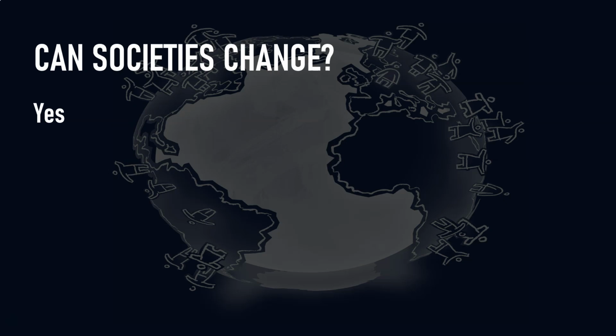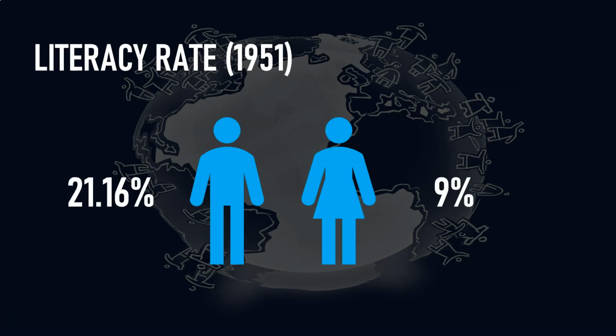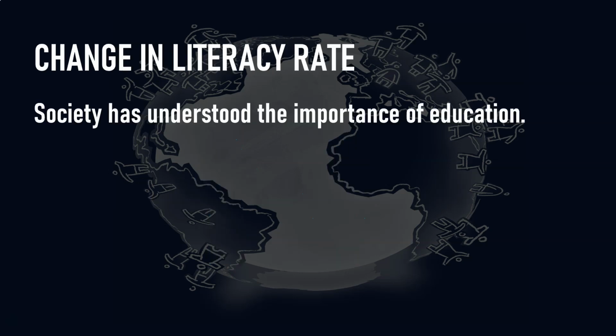Can societies change? Of course. The answer to this is yes. Societies are always evolving on account of various factors: the environment, technology, the government, etc. For example, in 1951, the literacy rate was 21.16% among males and 9% among females. This is dismal compared to the numbers that we have today. And so what does this change in literacy rate represent over the past 70 years?